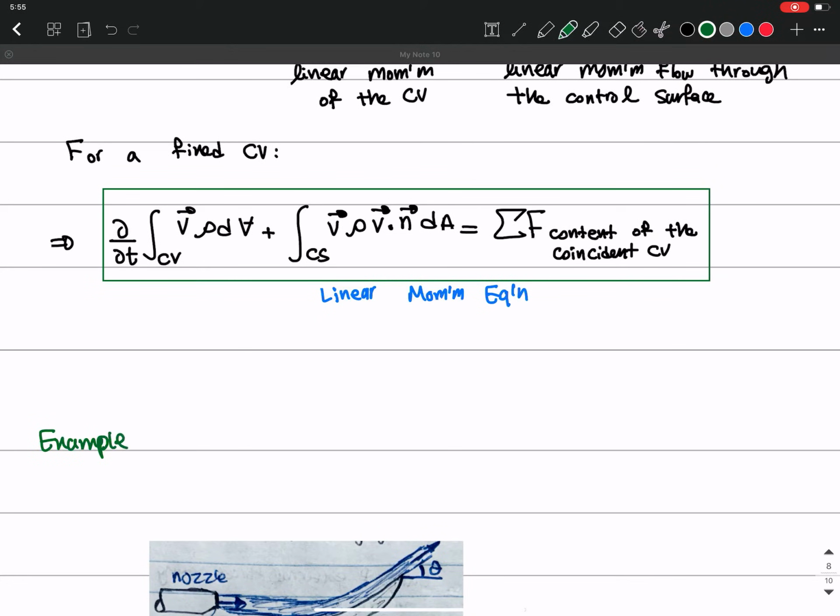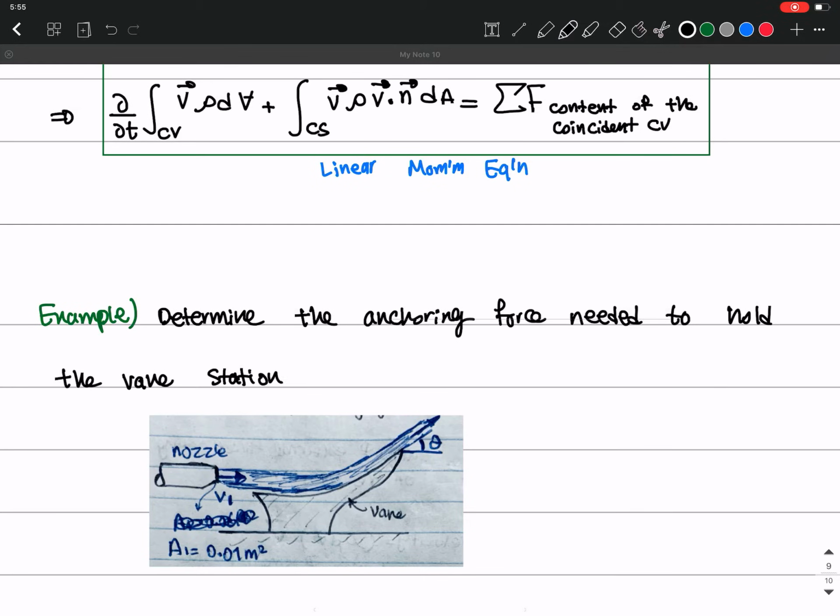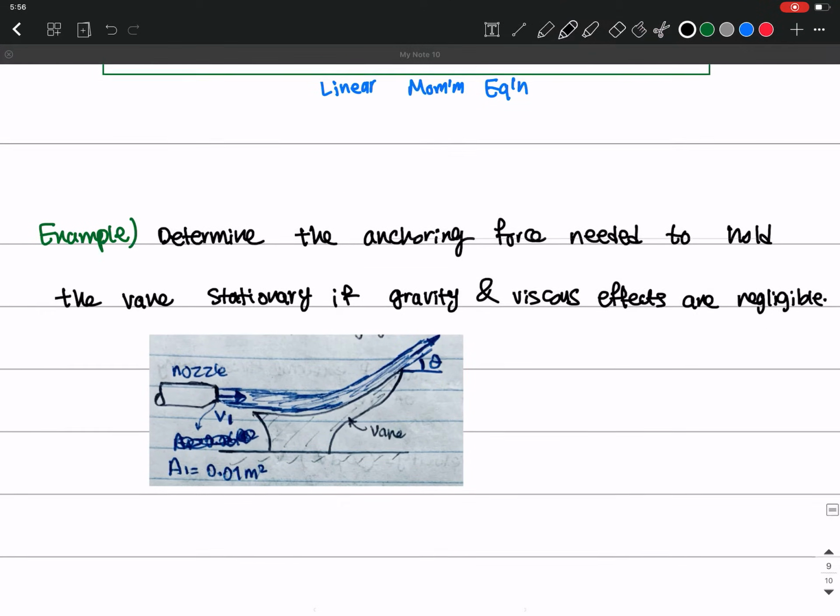So example. The example states, determine the anchoring force needed to hold the vane stationary if gravity and viscous effects are negligible. Okay?